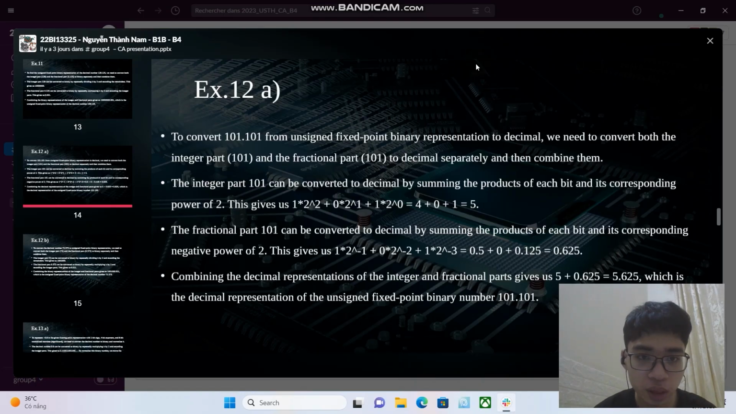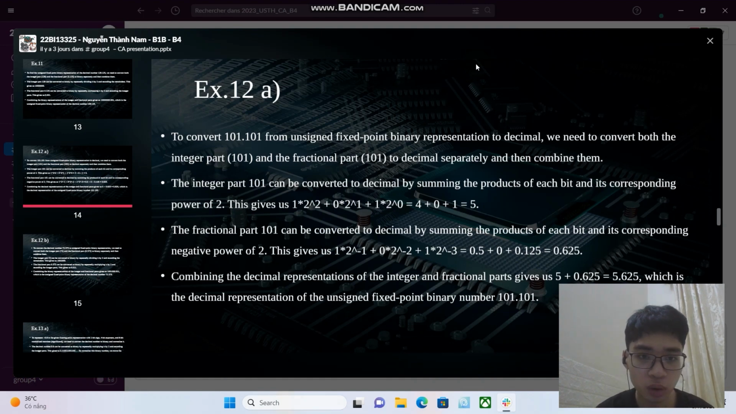To convert 101.101 from unsigned fixed point binary representation to decimal, we need to convert both the integer part 101 and the fractional part 101 to decimals separately and then combine them.